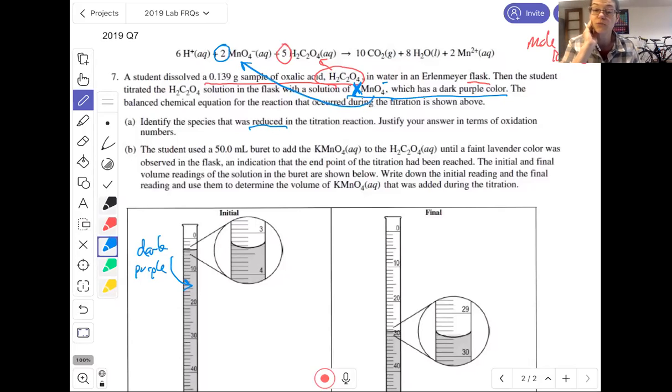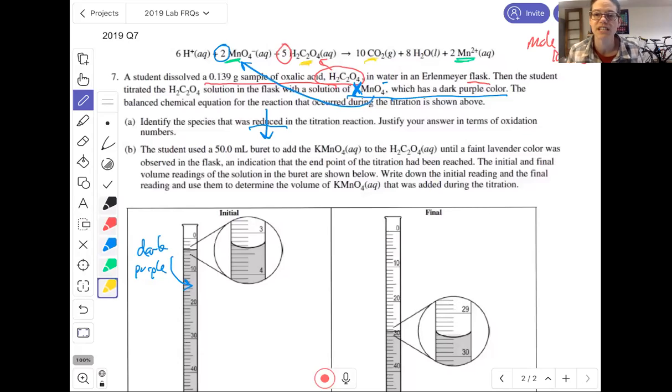So A, identify the species that was reduced. Reduced means what happened to my oxidation numbers? They went down. In this sort of thing, I can tell you what it's never going to be: the oxygen and the hydrogen. It's always going to be the other things. So you really only have two options. It's either the manganese or it's the carbon.